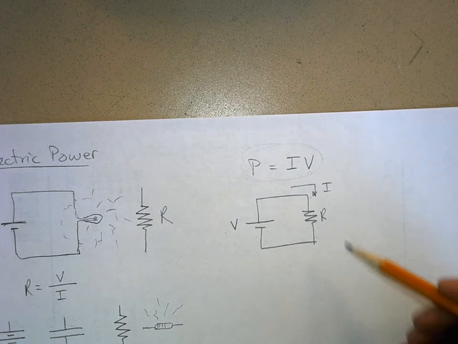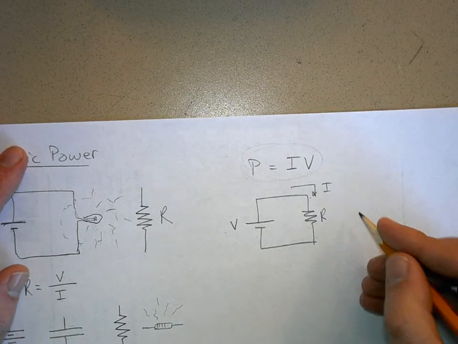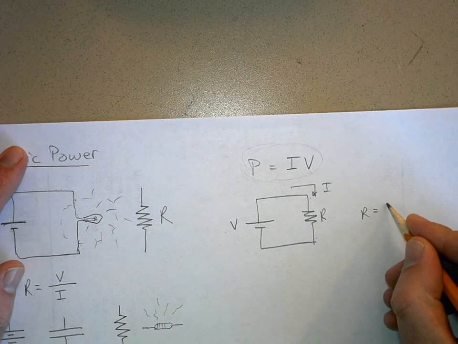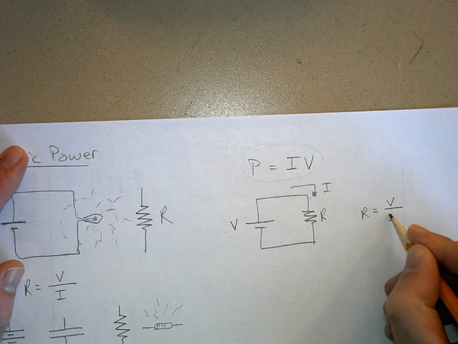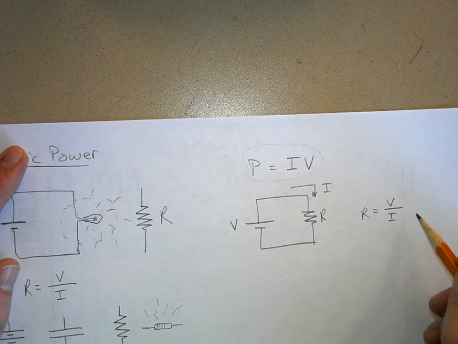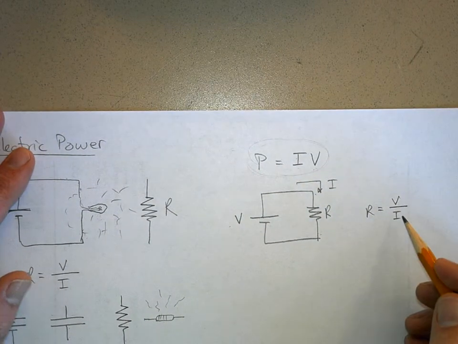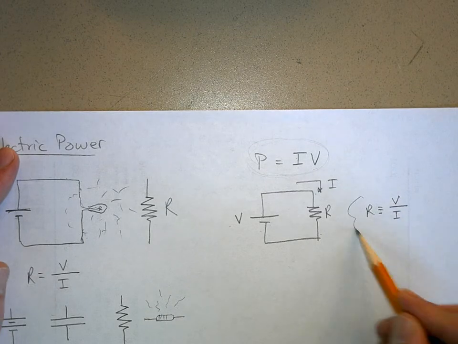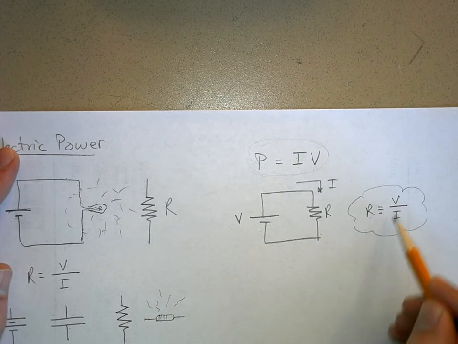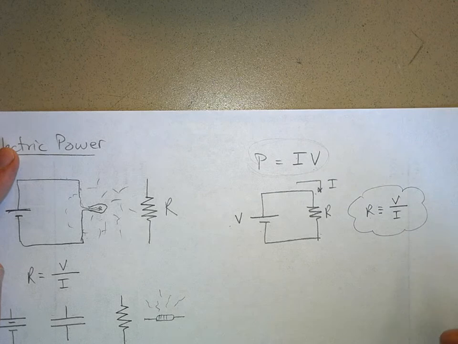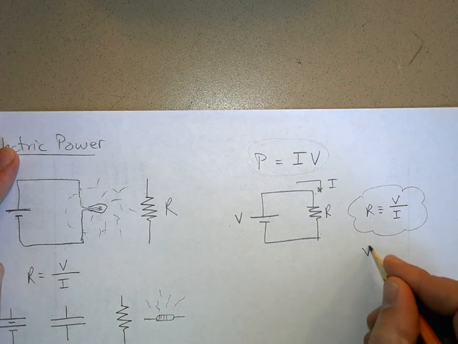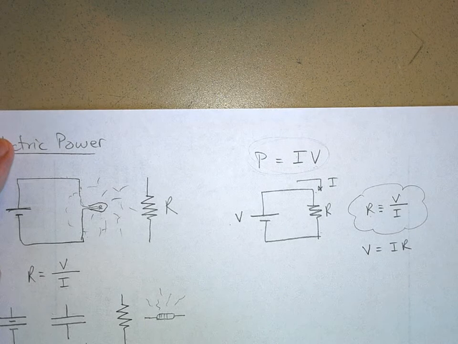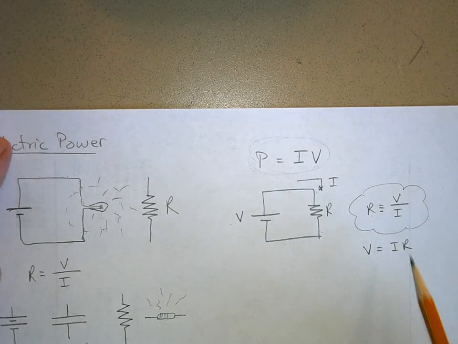But we also know that R is equal to V over I. Now this is Ohm's law, and we usually don't write it this way. I like to think of this as the definition for resistance. R equals V over I, but we usually write it as voltage equals IR, just because it's easier to write down. And this is what we call Ohm's law right here.